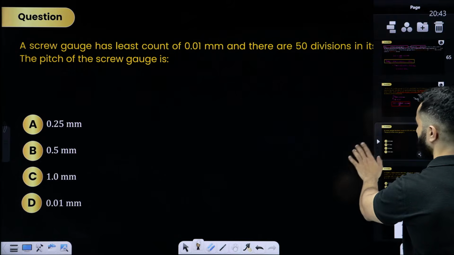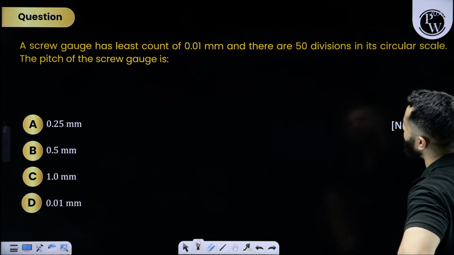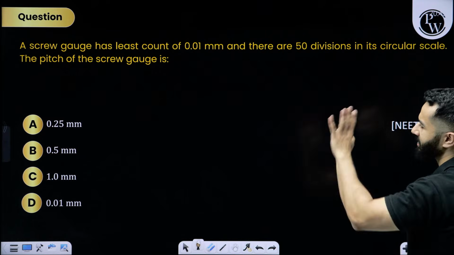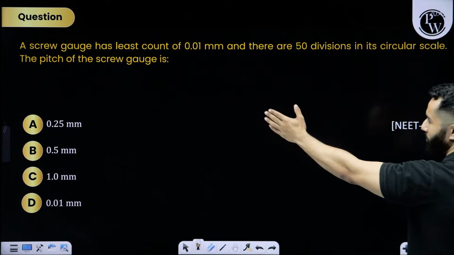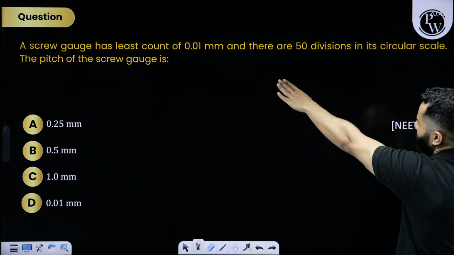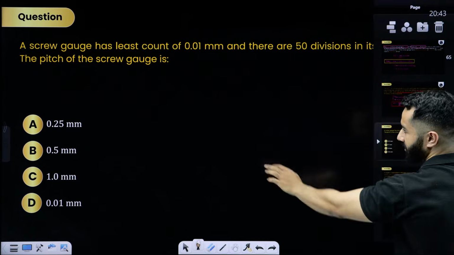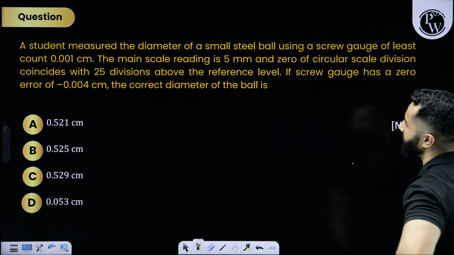Next, screw gauge least count is given. There are 50 divisions. Pitch they are asking, so you guys can do this. It is from NEET 2020, easy. So pitch is going to be least count multiplied by 50, so that's going to be 0.5, right? This is very, very simple.